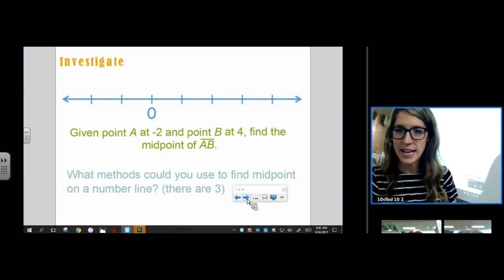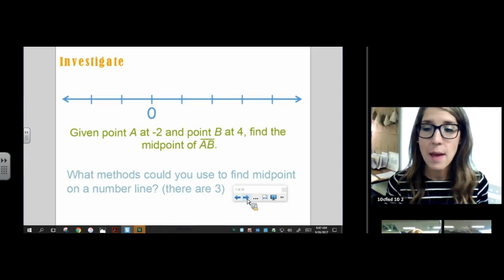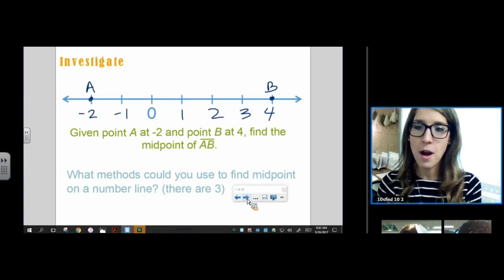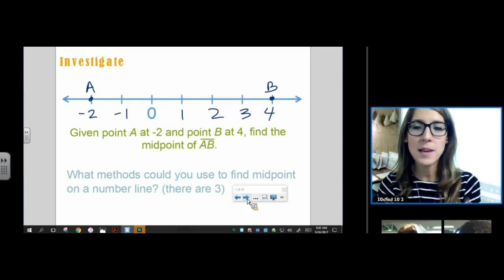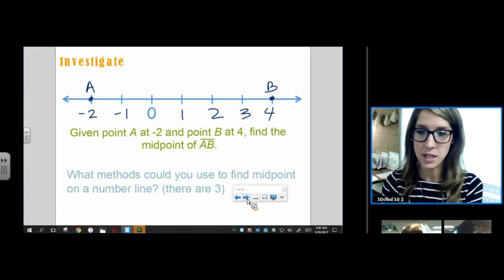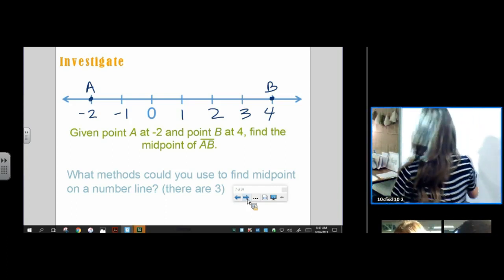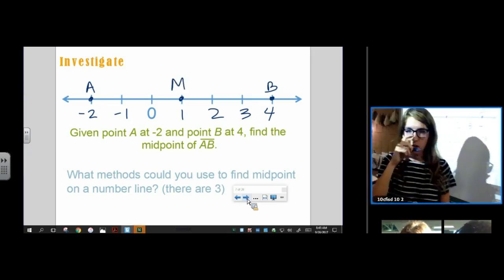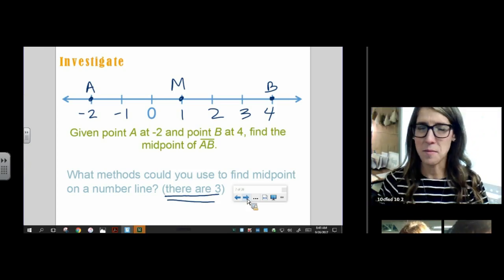Let's try an example finding a midpoint on a number line. So given point A at coordinate -2, and point B at coordinate 4, find the midpoint of AB. So obviously we started with a very easy problem, one that you probably could just eyeball the midpoint, but I wanted to start with this problem so that we could talk about all the different methods we could use to find a midpoint. All right, so type your answers in the chat. The midpoint is at coordinate 1. Let's talk about 3 different ways we could have arrived at that answer. There might be more than 3 ways.